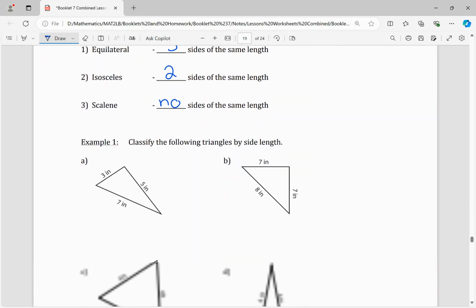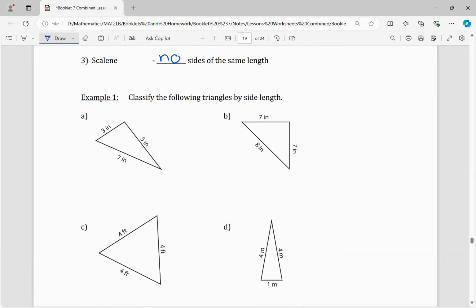So, I have a couple examples below that we're quickly going to go through, and we're just going to label which kind of triangles we have. In this first example, we have one side that is 3 inches, one side that is 5 inches, that's different than 3, and one that is 7. So all three are different side lengths, therefore this is scalene.